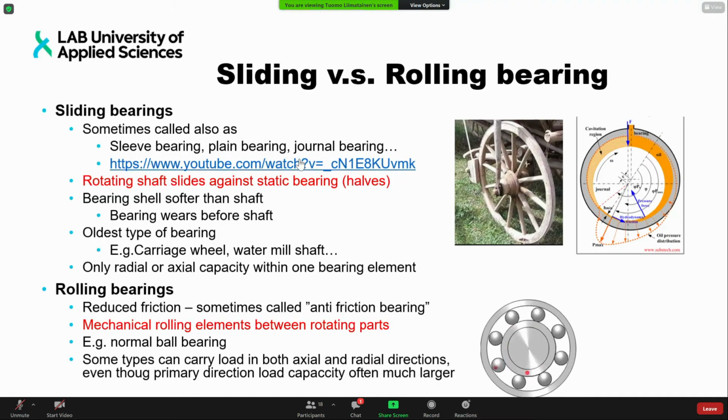There's a good video about the sliding bearings in general, so it takes some while. I think it's 20 minutes, so we don't look it here, but you can check that by your own.